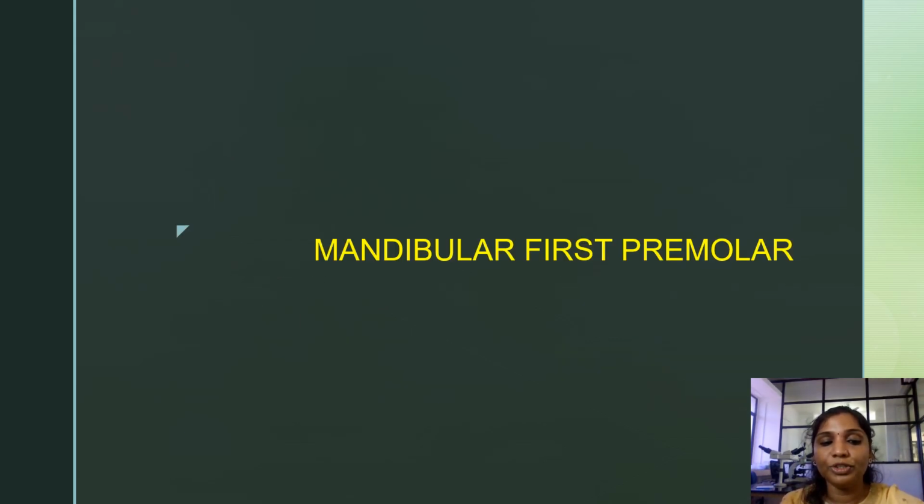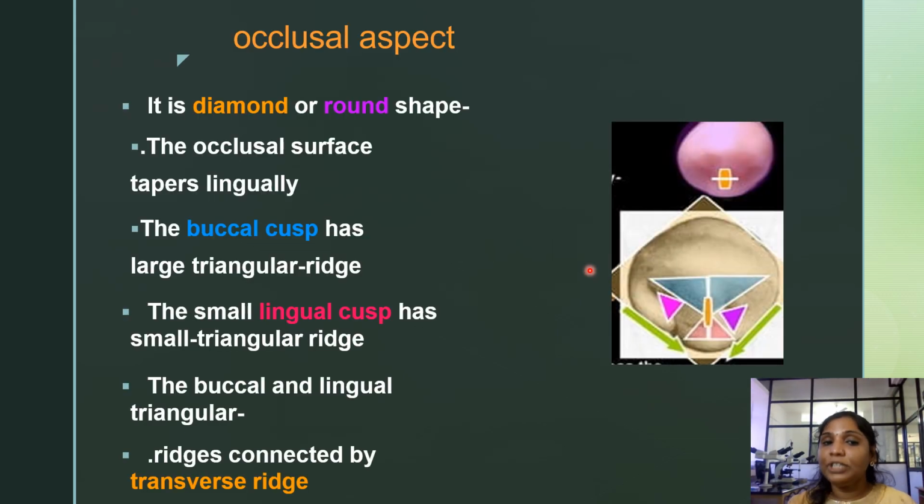Now we'll move on to the mandibular premolars, where we will look at the most important features, that is the occlusal aspects. About the occlusal aspect, the main outline is diamond or round shape. The occlusal surface tapers lingually. That means the lingual side is shorter compared to the buccal side. Here you can appreciate this. This side is shorter compared to the buccal side, and the buccal cusp has a triangular ridge.